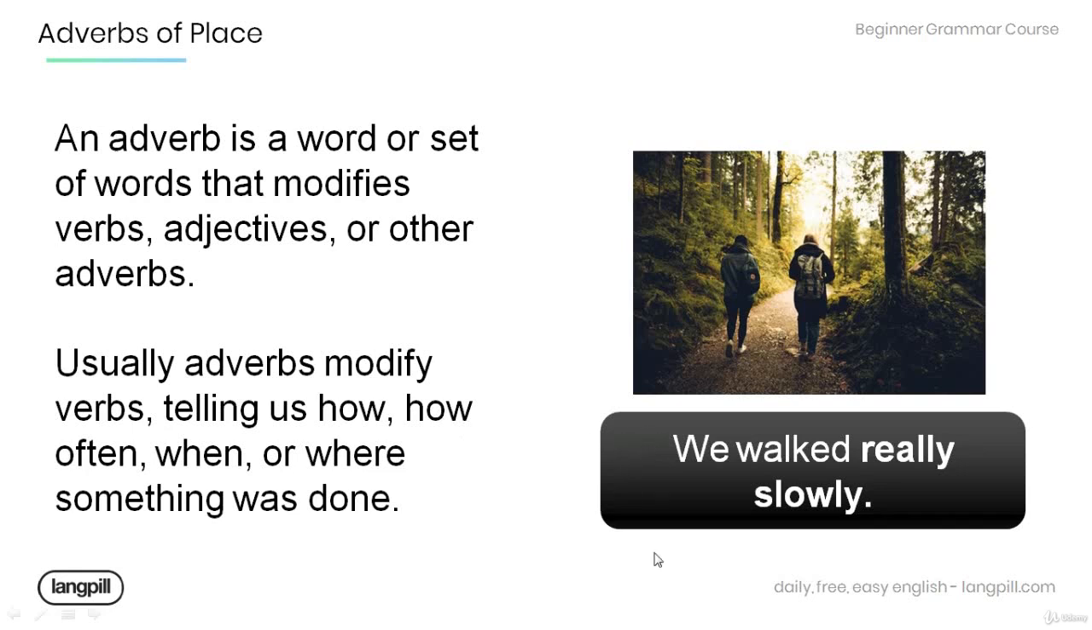Have a look at the example over here. We walked really slowly. Now the adverb slowly modifies the verb walked. It tells us how we walked.